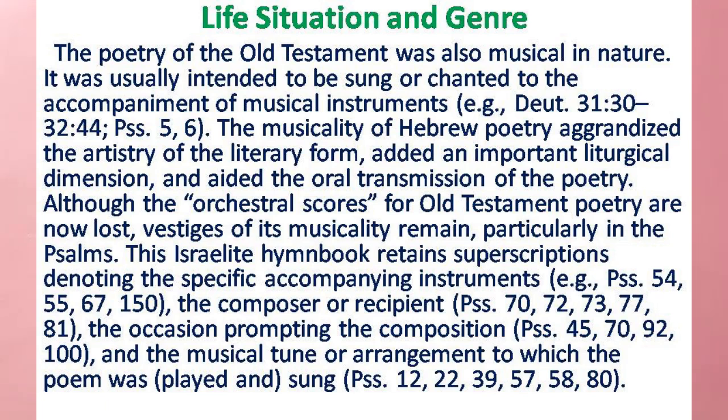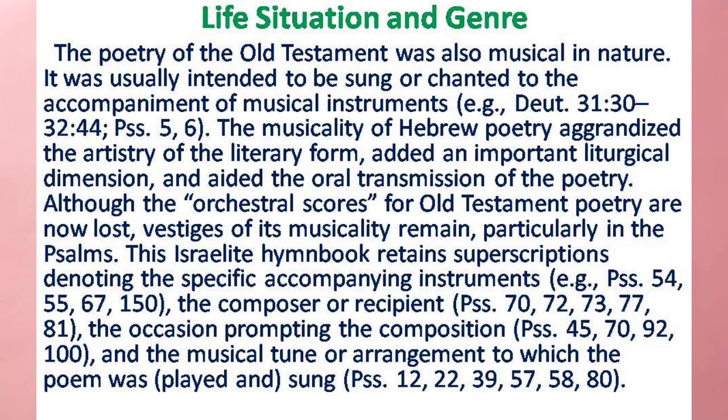The Israelite hymn book retained superscriptions denoting the specific accompanying instruments. As I said, in the hymn book we can observe the names of the different musical instruments they used to accompany the song. Psalms 54, 55, 67, 150 are examples of that. The composer, or the recipient, is also denoted in the superscription. Psalms 70, 72, 73, 77, 81 are examples of this.